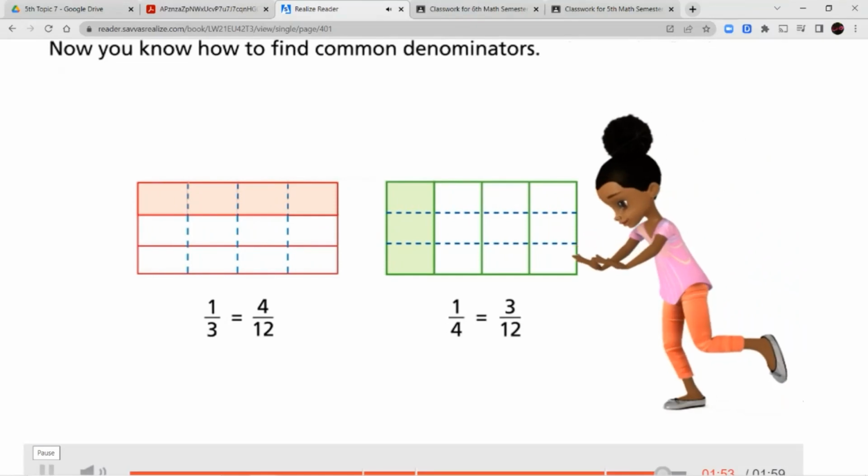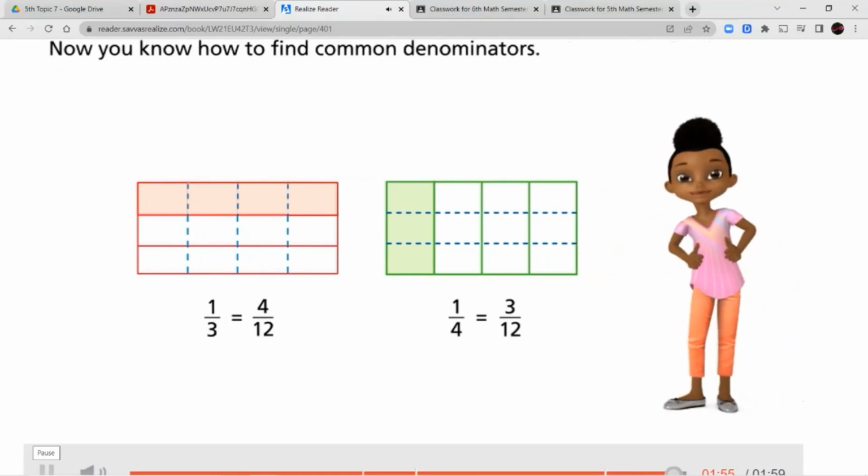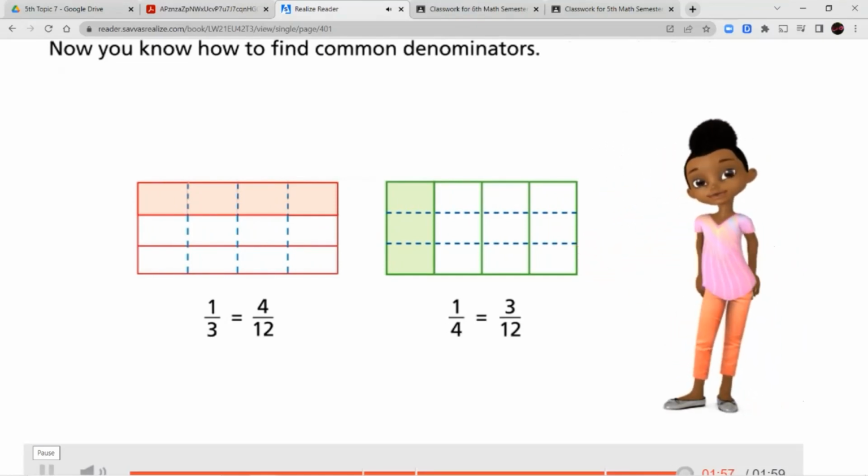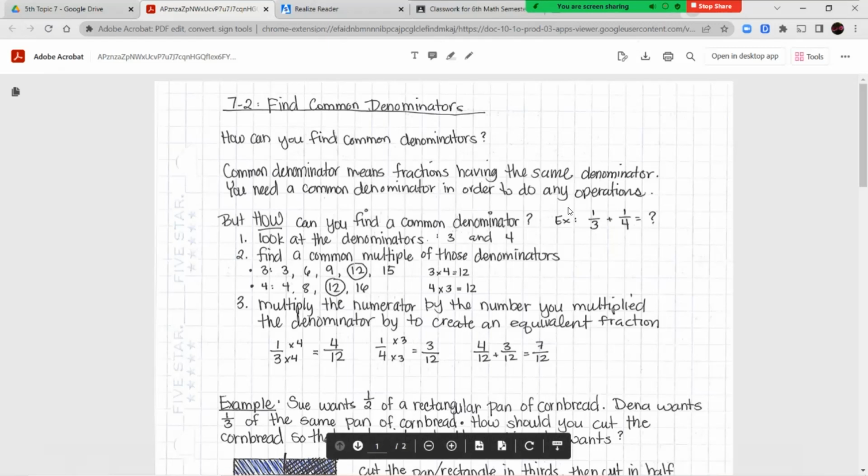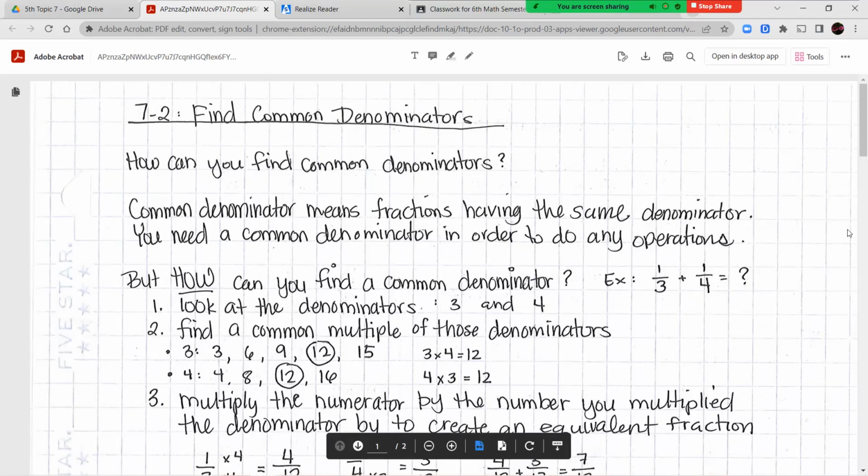Now you know how to find common denominators. All right, let's go ahead and take a look at our notes and our guided practice here. So how can you find a common denominator? So common denominator means fractions that have the same denominator. Now, more importantly, what that means is you have fractions that are equal parts of the whole.